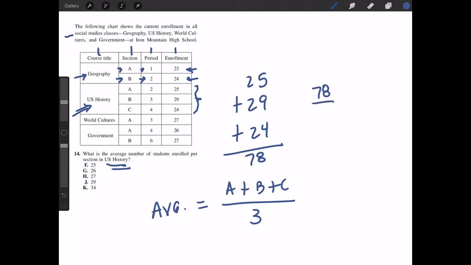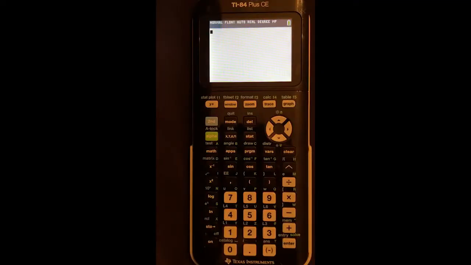Now we divide 78 by 3 to find the average in U.S. history. So 78 divided by 3 is equal to 26. So the correct answer is choice G, 26.